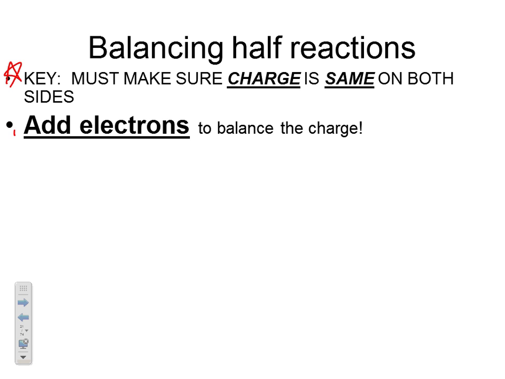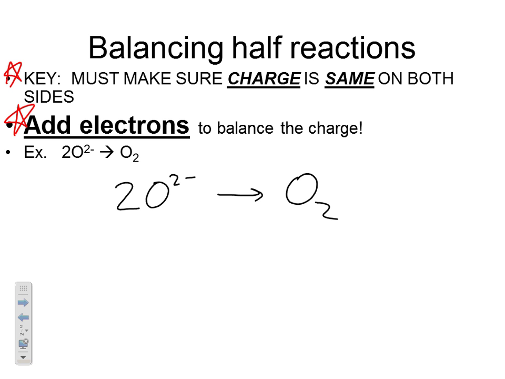And the way that we're allowed to do that is to add electrons. That's the only thing that we can do in order to balance charge. So we have this half reaction. 2O2- yields O2, and I'm just going to rewrite it a little bit larger, like that. We want to make sure the charge is the same on both sides. We want to make sure this is balanced.